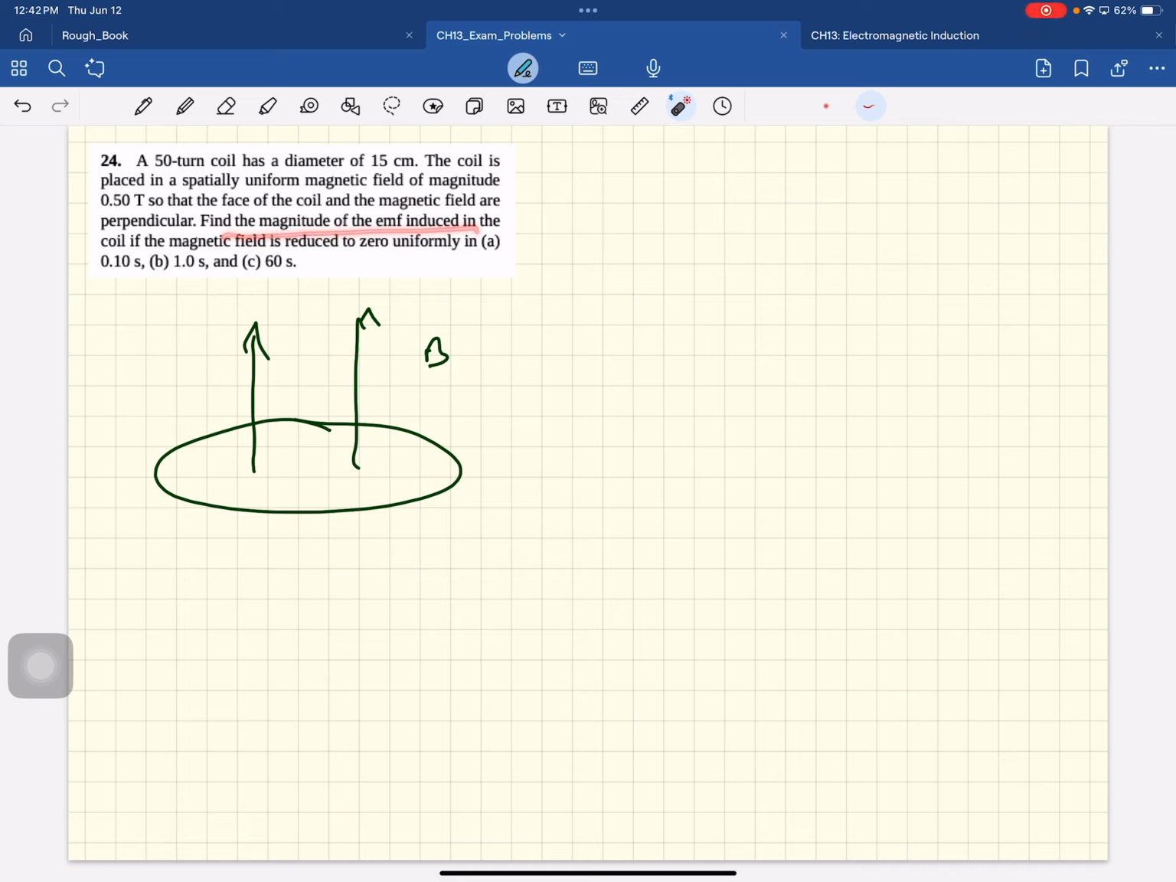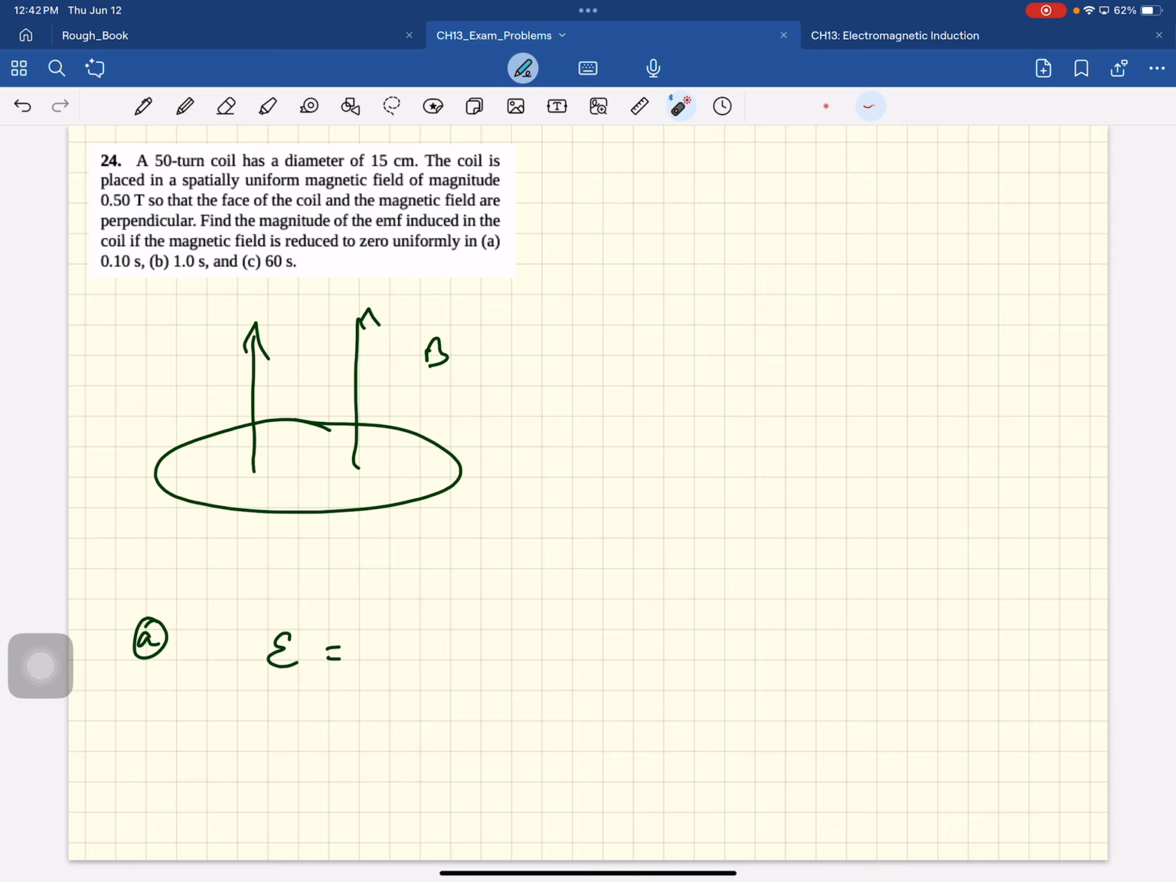Find the magnitude of the EMF induced in the coil if the magnetic field is reduced to 0 uniformly in 0.1 seconds, 1 second, and 60 seconds. So I'll just do part 1. EMF induced in the coil, that's the voltage induced in the coil because of the induced EMF. Okay, so what will be the direction of the induced current?